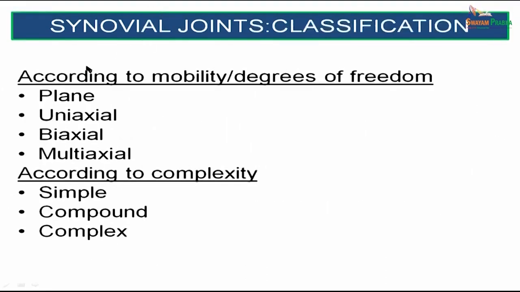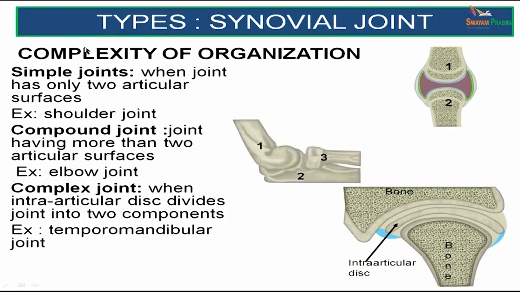Synovial joints can be classified according to the degrees of freedom. They can be classified into plane joint, uniaxial, biaxial, and multiaxial. And according to their complexity, we can classify them into simple, compound, and complex. So, first we'll do the complexity of organization.